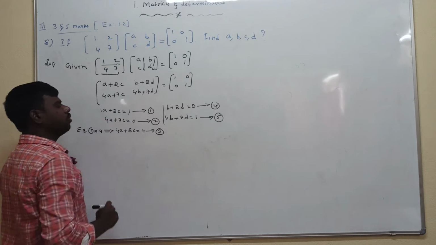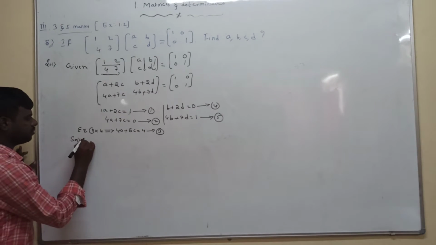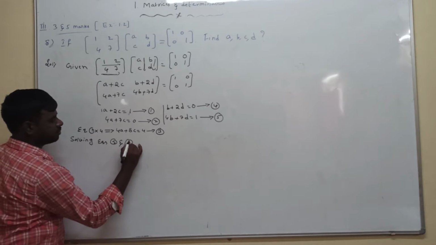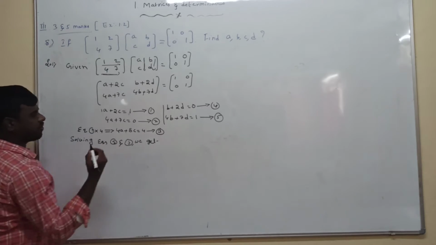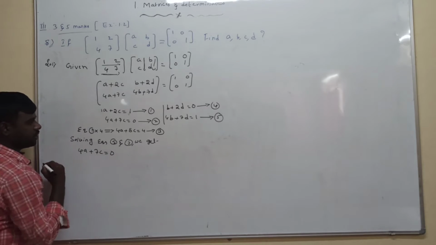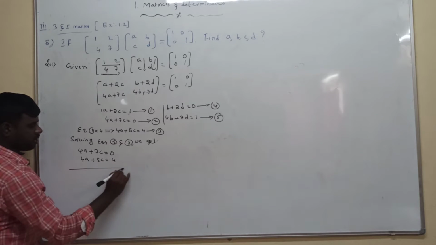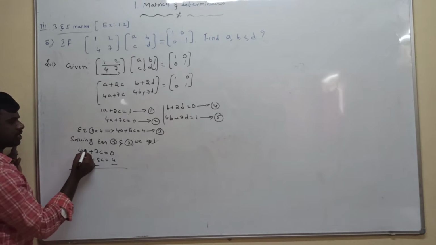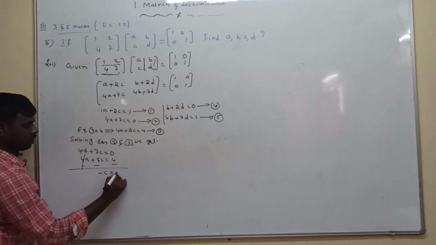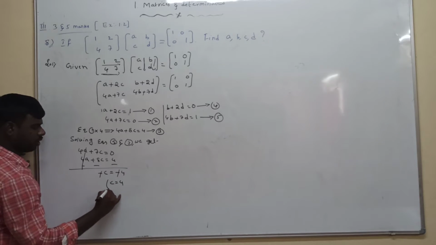Very easy. Now solving equations 2 and 3. Equation 2 is 4A plus 7C is equal to 0. The third equation is 4A plus 8C is equal to 4. Subtracting, the signs will be changed. Plus 4A minus 4A gets cancelled. 7C minus 8C is minus C, which is equal to minus 4. Both negative signs get cancelled. We got C is equal to 4.